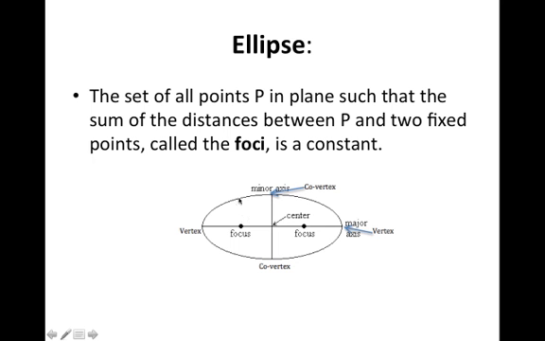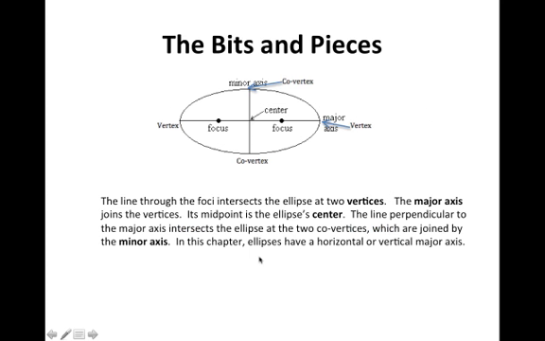So if we take any point on this set of points P, let's pick this point right here. If we do the distance from that point to the left focus, and we add that to the distance from that point to the right focus, we're going to get a fixed value. And that fixed value is true no matter which point we pick. When we do the sum of the distances from that point to each focus, it's going to be constant.